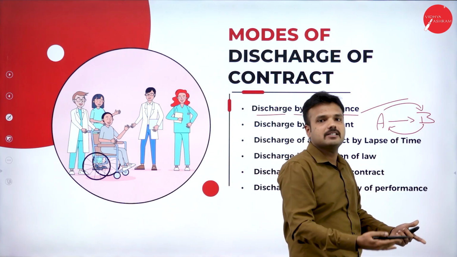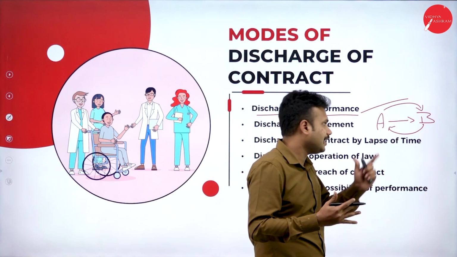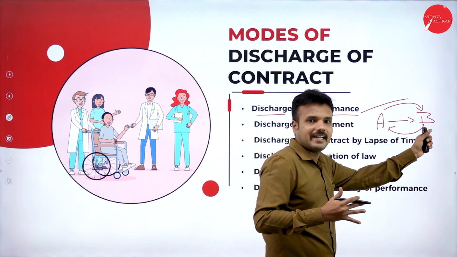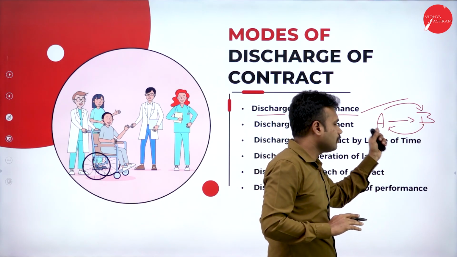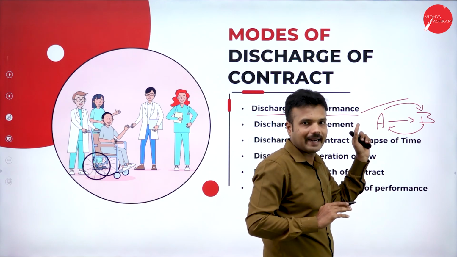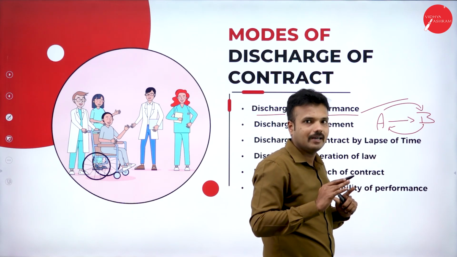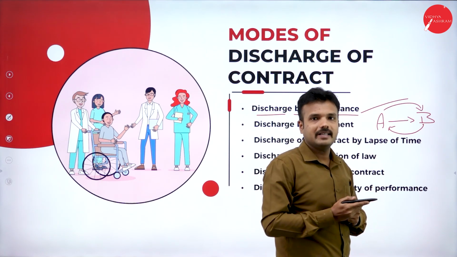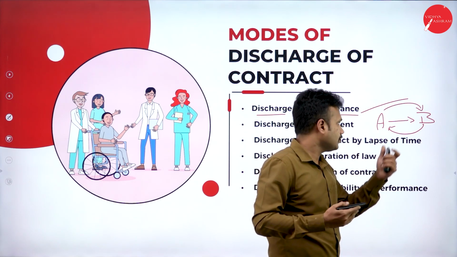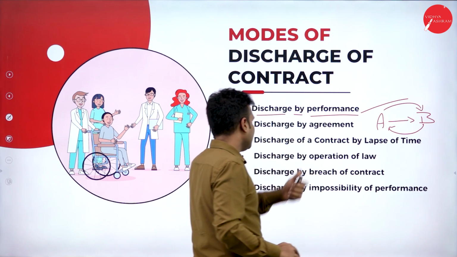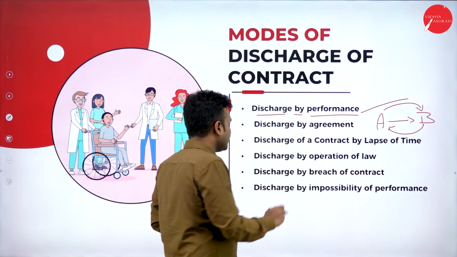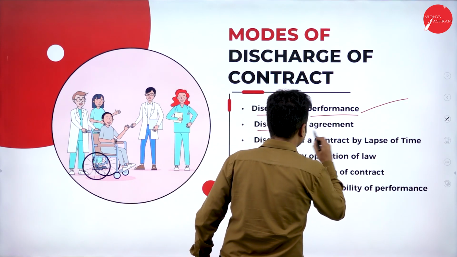What is the performance that is required? Mr. A should transfer the site to Mr. B, and that is over. Again, Mr. B should transfer money to Mr. A, that is the consideration of 1 lakh rupees, and that is also over. So after the performance of the consideration, the contract comes to an end, that we call a discharge by performance. Second one, discharge by agreement.